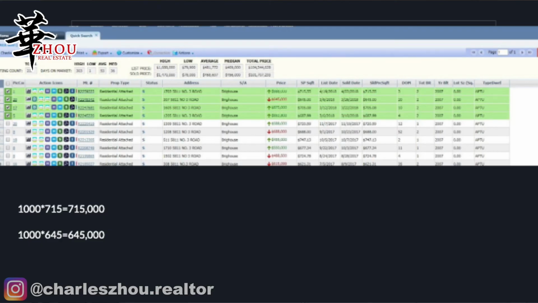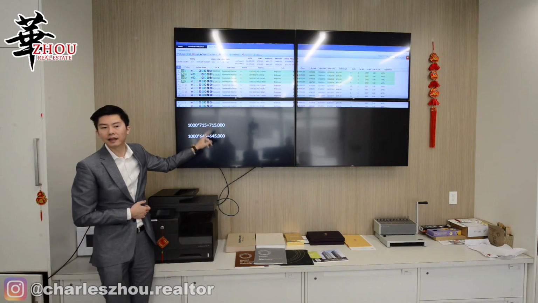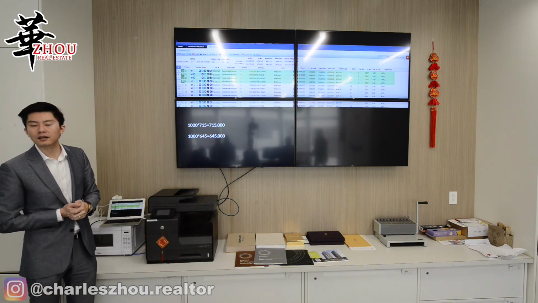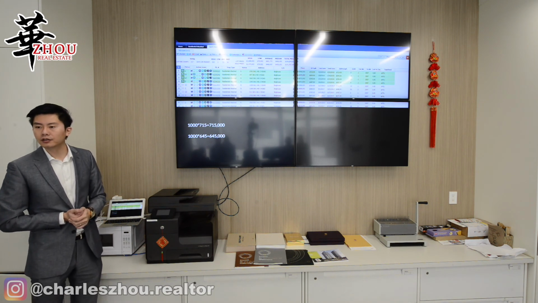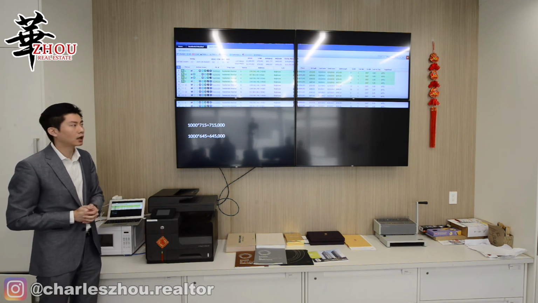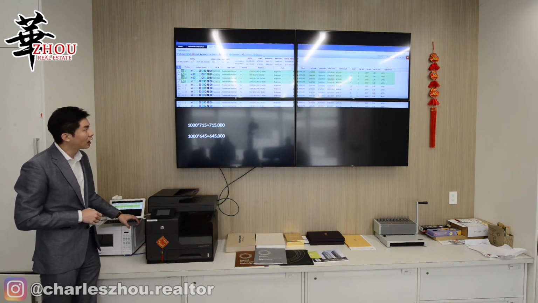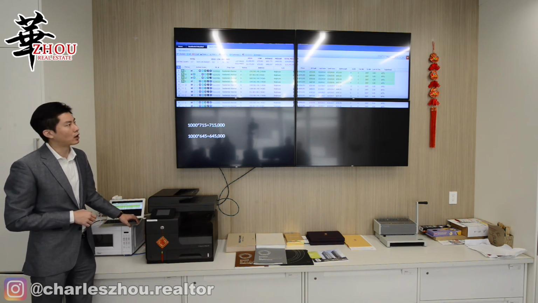Then you select those similar sold. 1,000 square feet, the higher portion is about 715 per square foot, right? The lower portion is about $645 per square foot. So the market price is in between here. At that time, 2017 was a hot market for condos. So the condos were actually going up, right? So you have to estimate how much you can sell it for at maximum price.